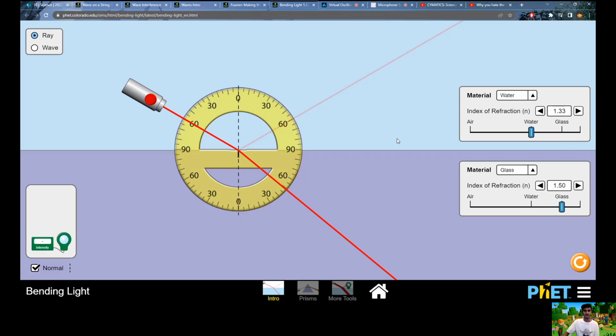I'll come to that in a minute. If I change my second medium from water to glass, because water has a refractive index of 1.33 and glass slightly more than that, the angle of light is bending slightly towards the normal.